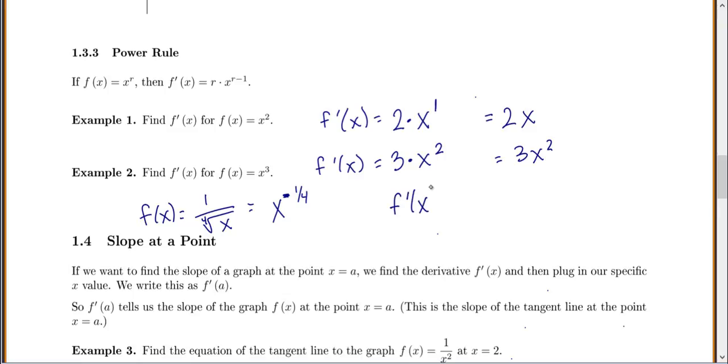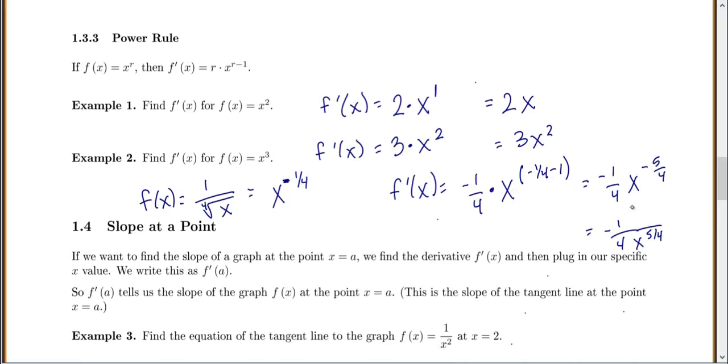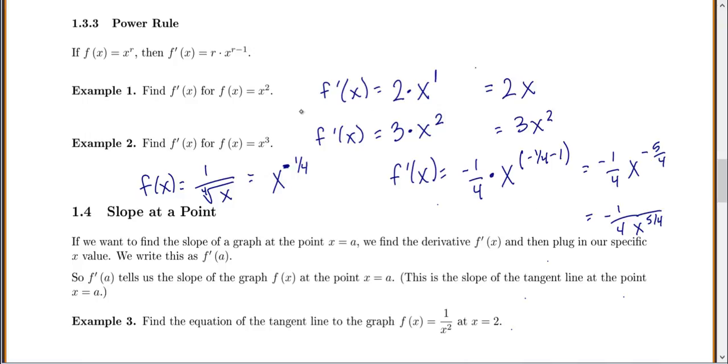So f prime of x, you bring that entire power down, so it'll be negative 1/4 times x, and then you take that power and subtract 1. So this is negative 1/4 x to the power of negative 5 over 4. And you could leave it like that, or you could write negative 1 over 4 x to the power of 5 over 4. So that's how you can use the basic power rule to find your derivative or the slope at any point.